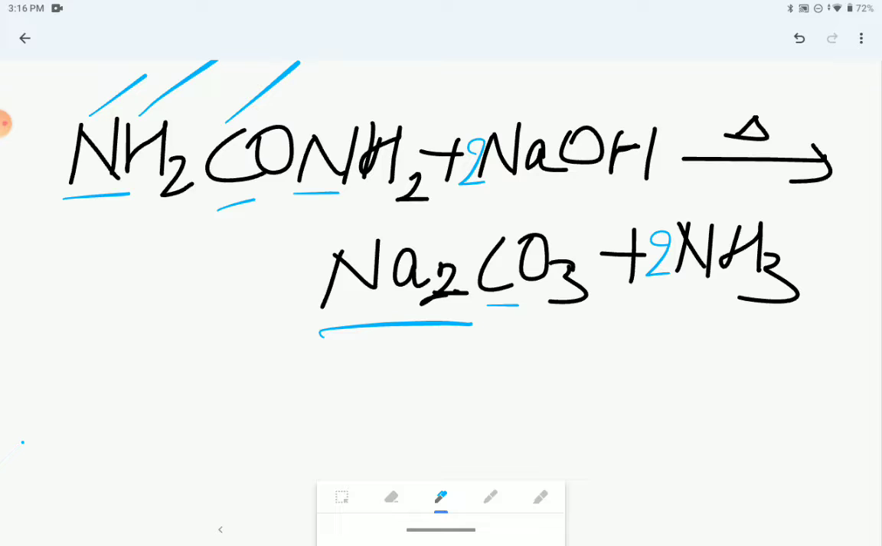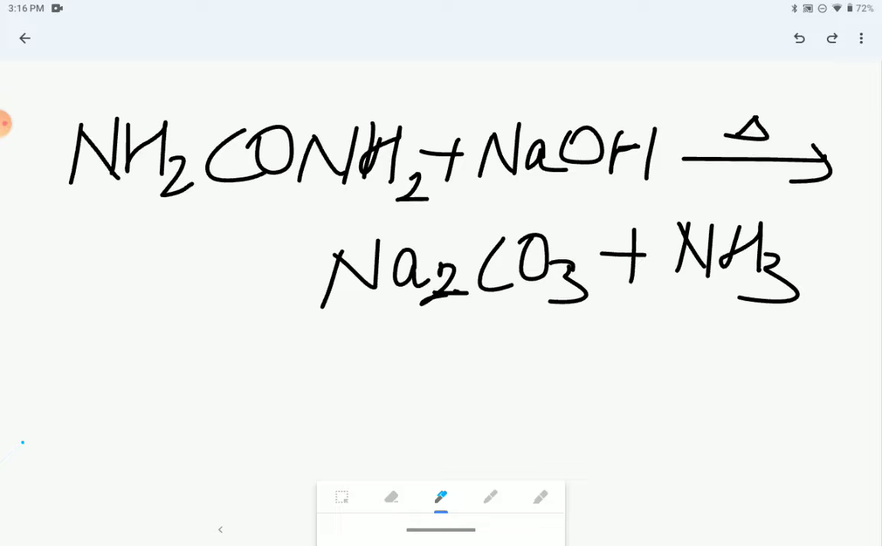About oxygen, here 2, here 1, totally 3. Yes, here 3 oxygens are also sufficient. Yes, everything is balanced now. Let's clean it up. Yes, now this is the reaction.